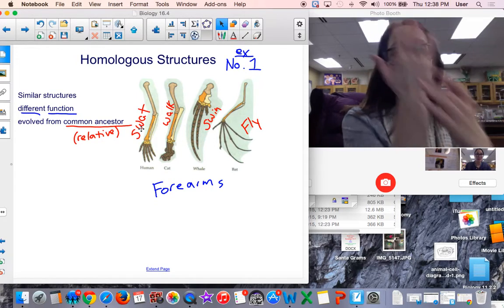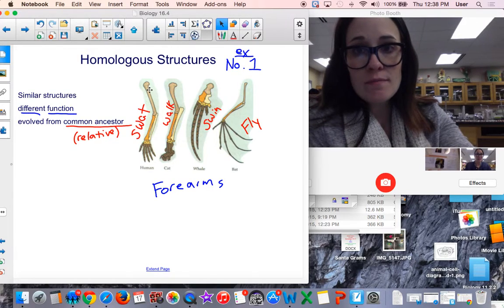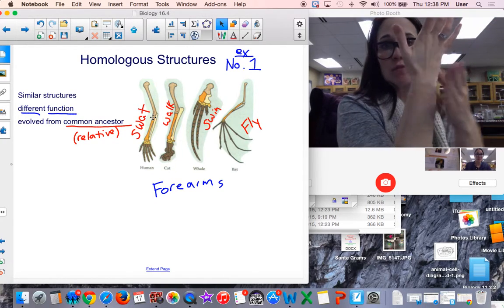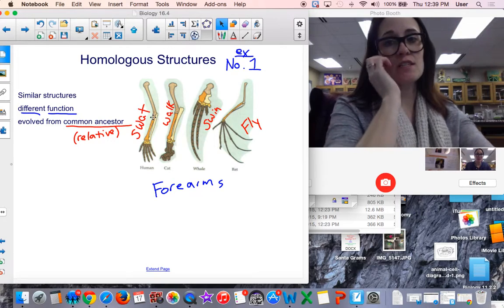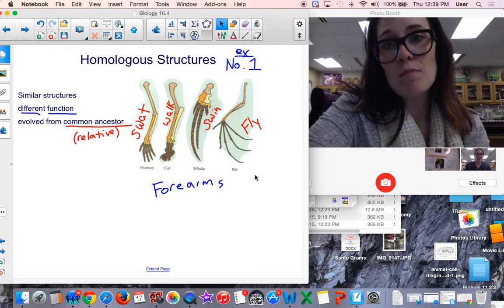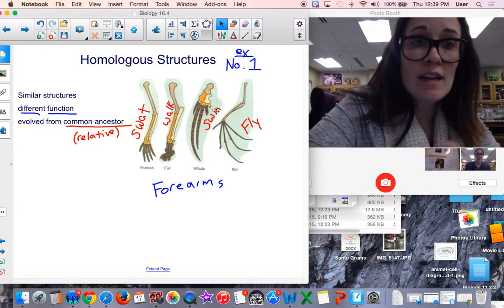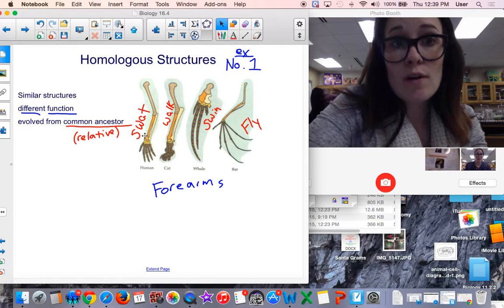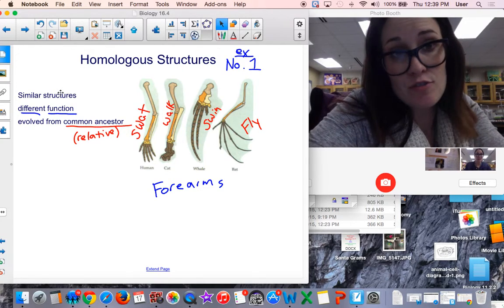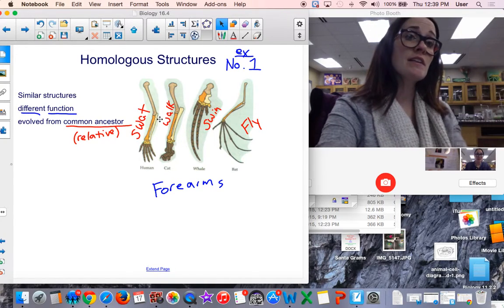This image shows the forearms of certain animals. This is a human forearm: the humerus, radius, ulna, the carpals, metacarpals, and the phalanges. This is the forearm of a cat, a whale, and a bat. The little colors here represent the same bone and its orientation, or where it's located, in those different organisms. So essentially, these four animals have the same bones in their forearms. A similar structure, the same bone, but the functions that they use that forearm for are different.